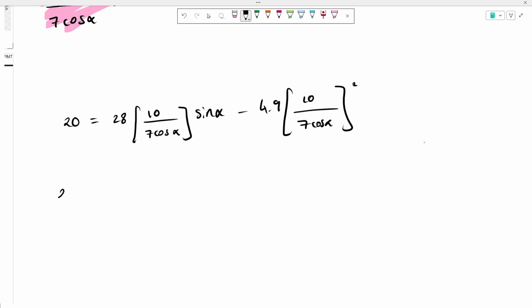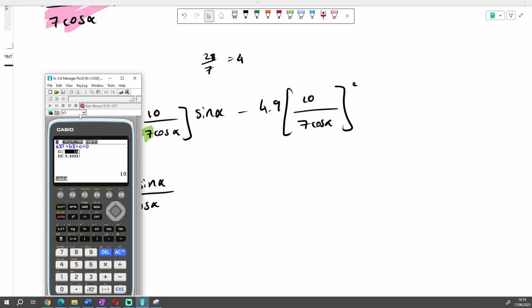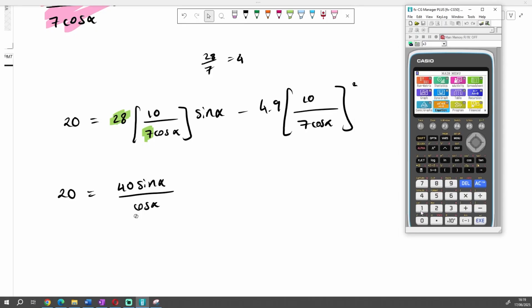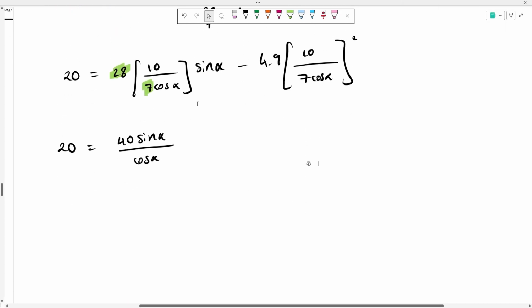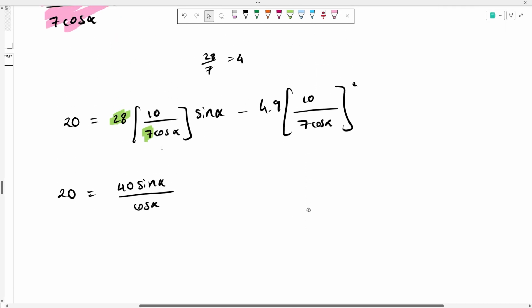So this becomes 20 is equal to, well, before multiplying this out, I'm actually going to try to cancel out the denominator. So this is actually 28 over 7, which is the same thing as 4. 28 divided by 7 is 4. So this will be essentially 40 sine alpha over cos alpha. You can check that in your calculator if you're unsure. You can just focus on the number bits, but I'll show you anyways how you can do that. You can do 28 times 10 over 7, and don't put anything that's algebraic, and you can see that still gives you 40. Then we bring in the sine as well, and we have to multiply by the sine alpha over cos alpha.